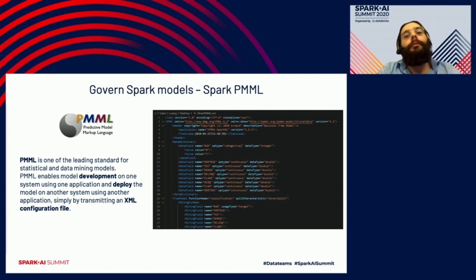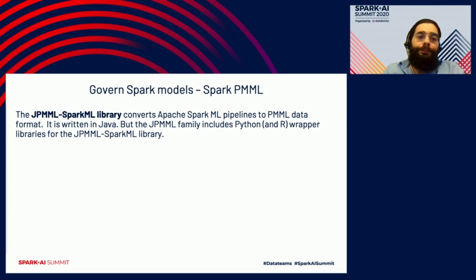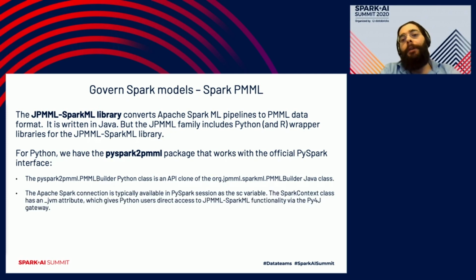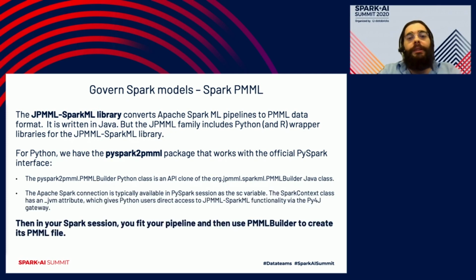One of them is the JPMML Spark machine learning library, which is a Java library that essentially allows you to convert Apache Spark pipelines to PMML formats. And because our customers use Spark models, we just use a Python wrapper of this library, which is the PySpark2PMML package. As I mentioned, thanks to this library, you can just fit your pipeline in your Spark session, and then you can use the PMML builder class to create the PMML file.